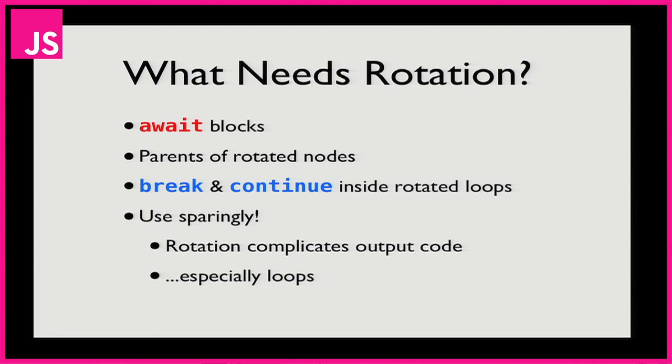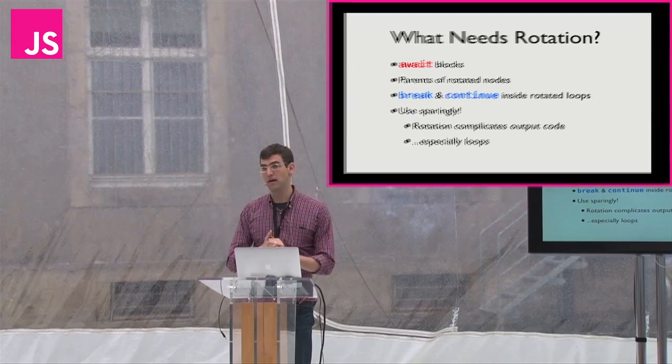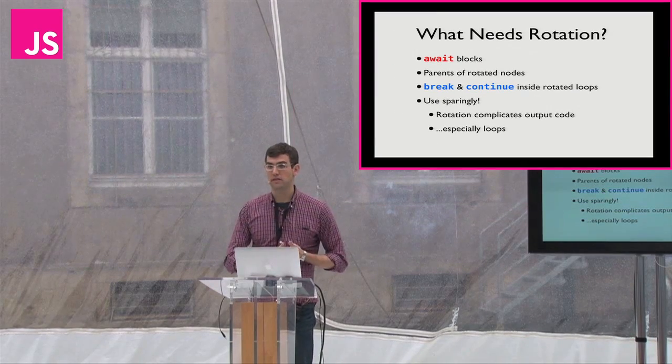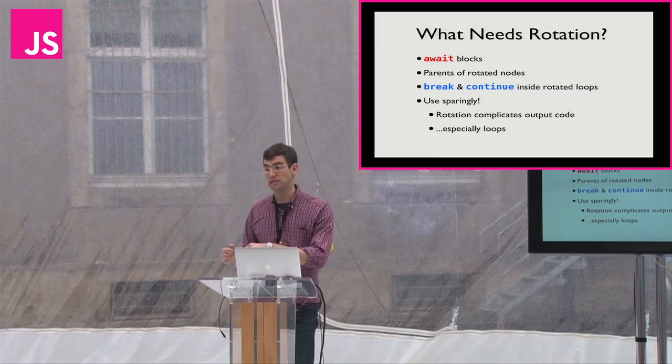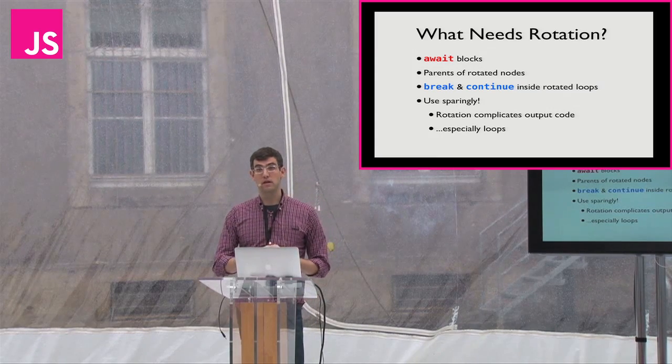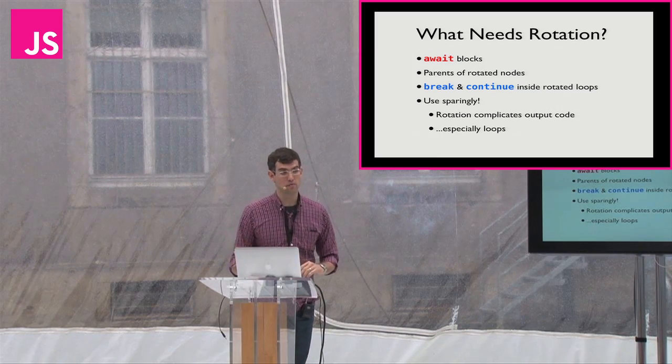So everything within an await block needs that type of rotation. Parents of those nodes need rotations. And also inside of loops, things get a little bit interesting. If you have break or continue inside of a loop that also has await blocks, then you have to do rotations inside those loops. But a key thing that I've discovered is you want to use this sparingly.